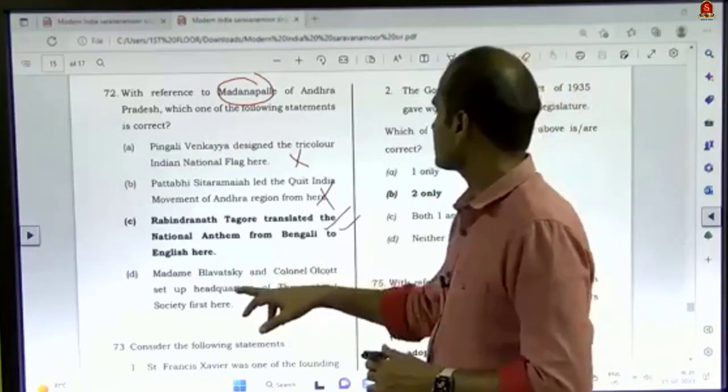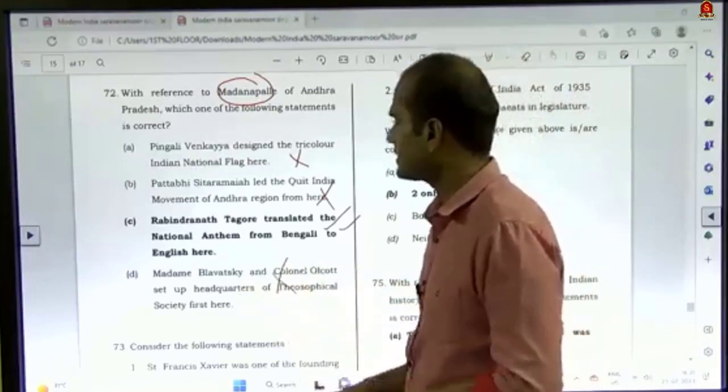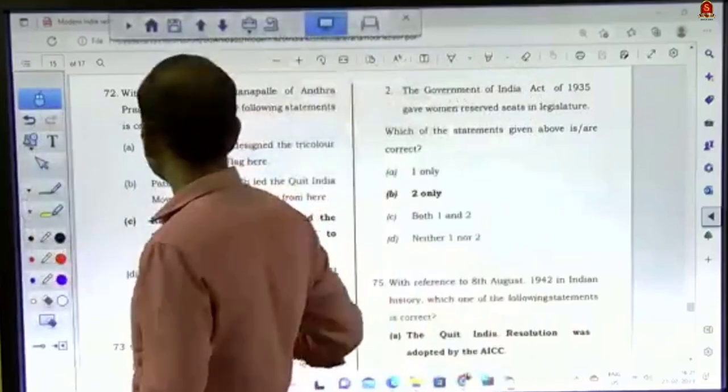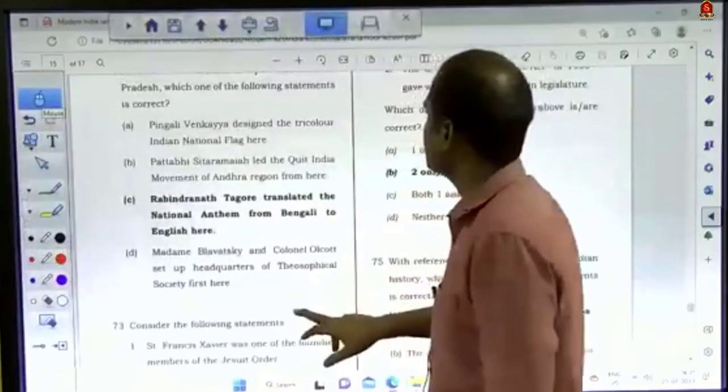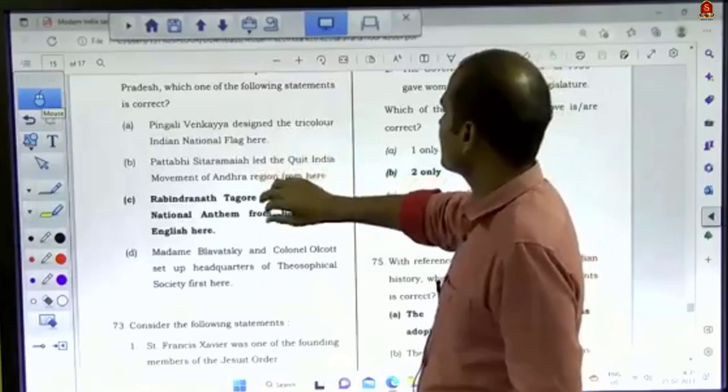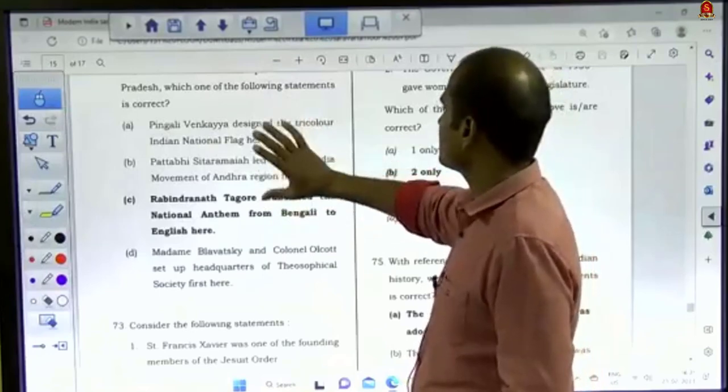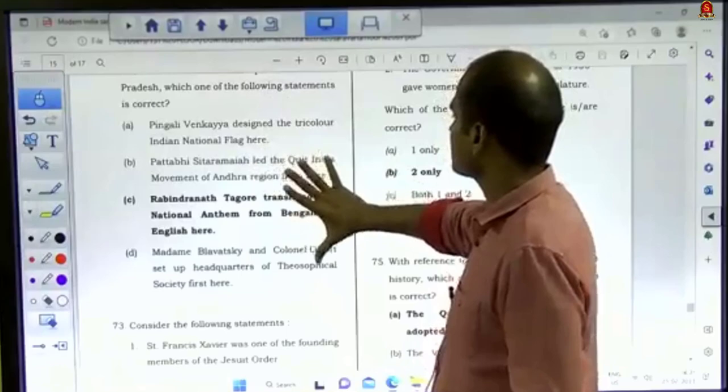Madame Blavatsky and Colonel Olcott set up headquarters here, that is in Adyar. So this is absolutely ruled out. Among the three, you can eliminate this problem with this. So the answer is C.